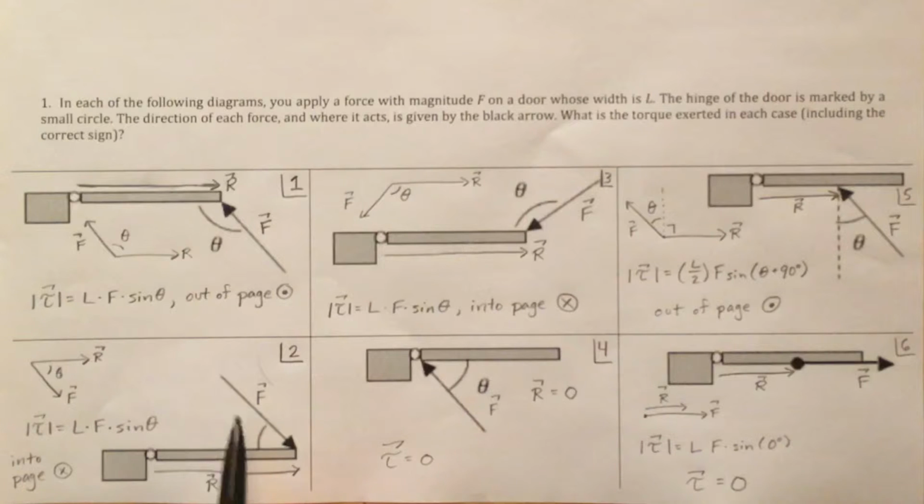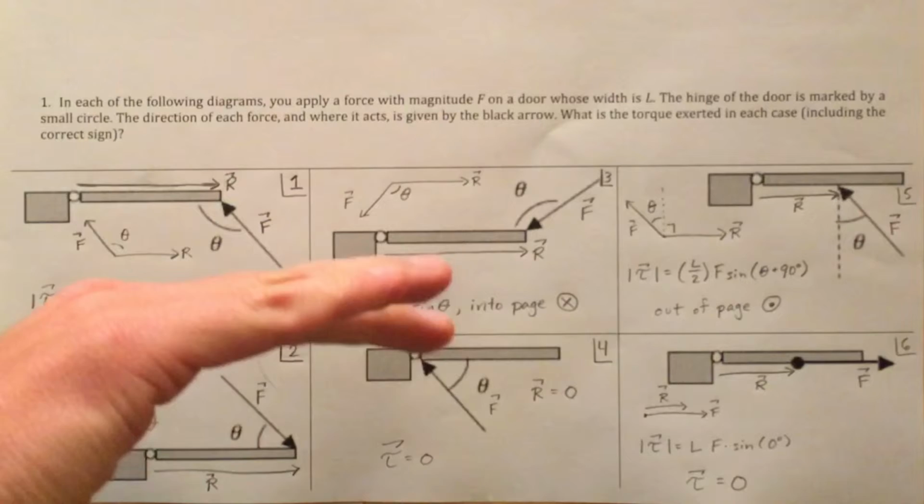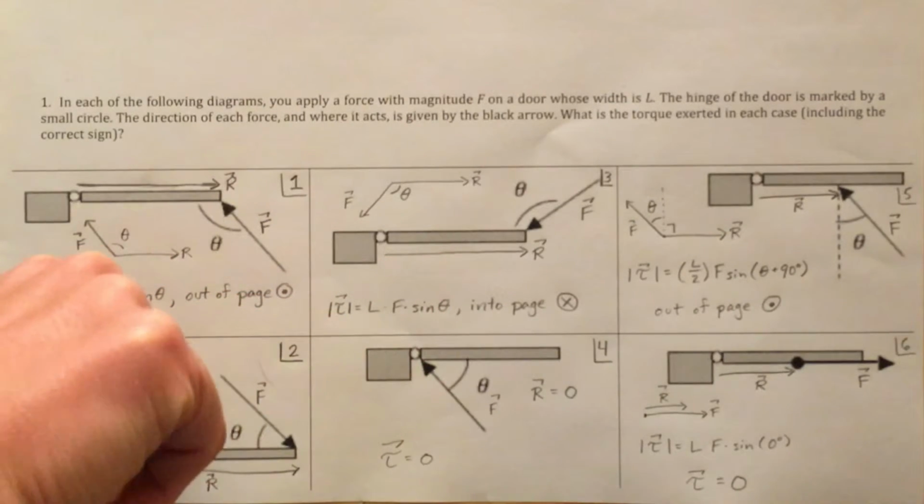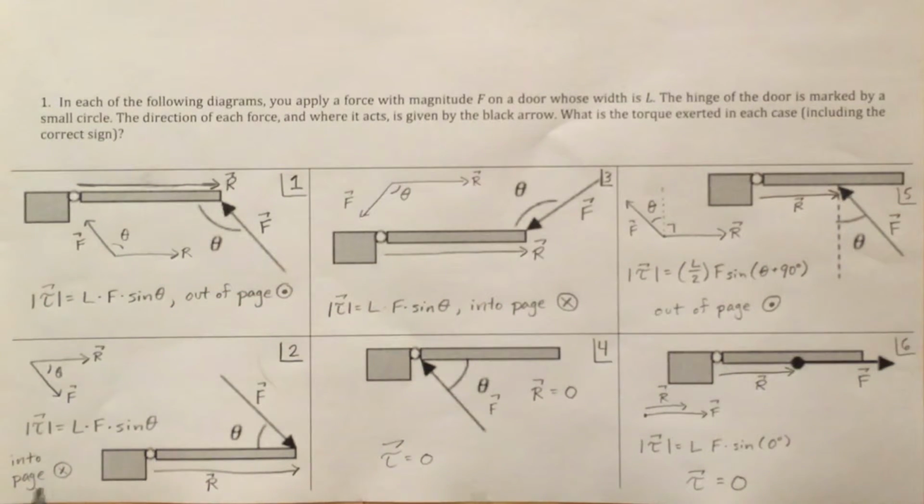In the second example, the force vector is again being applied the full distance r away from the pivot point, so the magnitude of the torque is the length L of the door times F, the magnitude of the force, times sine of theta, where we know again from trigonometry that this angle theta is the same as the angle theta between F and r when they're aligned tail to tail. Using the right-hand rule, we point our fingers in the direction of r and curl them towards F and see that the torque points into the page.